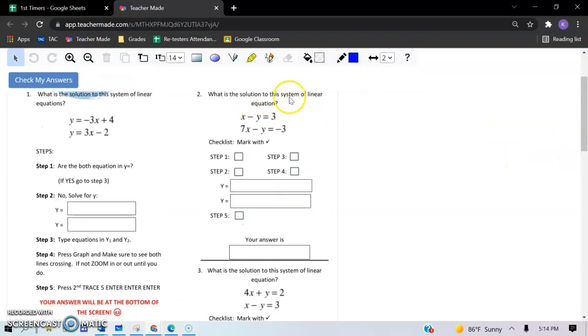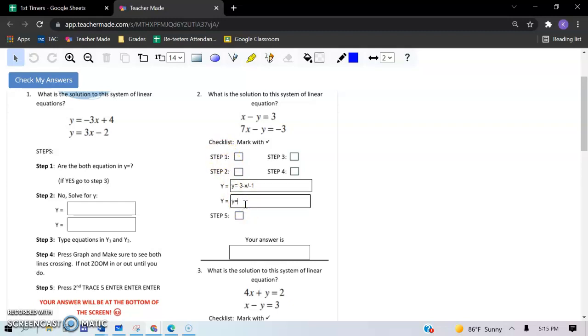It says here, what is the solution of this linear equation? So again, these are the steps. It says mark with a question mark. Are they both in y equals? No. So that means we need to solve for y. So on this one is y equals divide. We're going to do that division here, which is 3, opposite of positive x, negative x. And on the bottom is the number in front of the y, which is a negative 1.